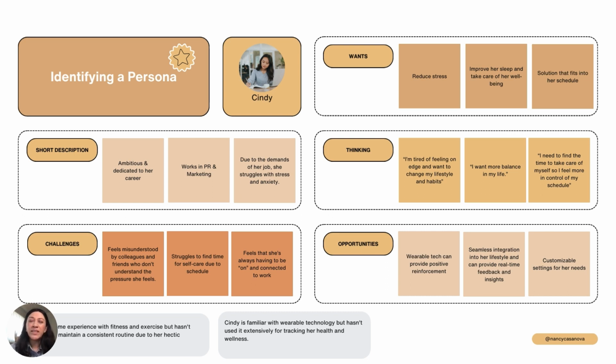You may also want to identify what is their current understanding of this product or service? Have they purchased something like this before? Have they not? What was their previous experience? What are some of the reservations that they might have? You start to go a little bit more deep.